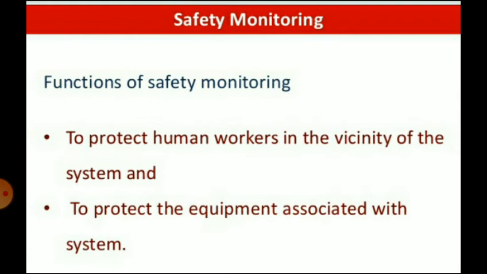So first, safety monitoring. The functions of safety monitoring are to protect human workers in the vicinity of the system and to protect the equipment associated with the system. So there are two reasons for providing safety monitoring in an automated system. First is to protect human workers and second to protect the equipment. Accordingly, it is important that the automated system be designed to operate safely.